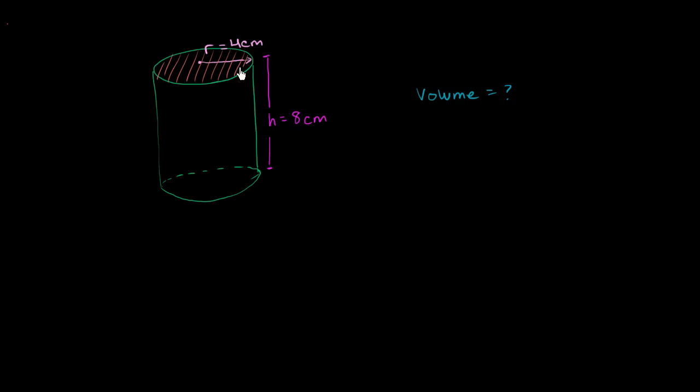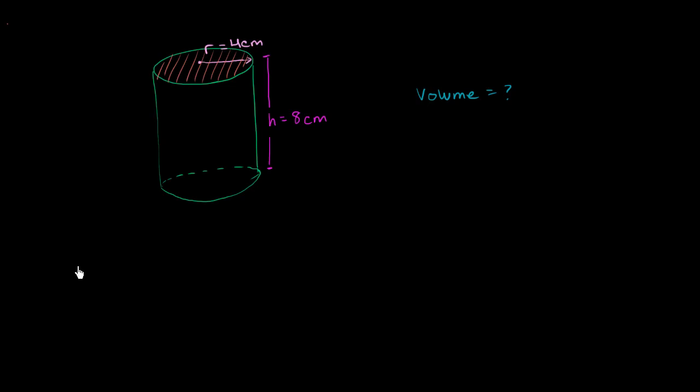This will tell us essentially how many square centimeters fit in this top. And then if we multiply that by how many centimeters we go down, then that will give us the number of cubic centimeters in this cylinder or soda can. So how do we figure out this area up here? Well, the area of the top, this is just finding the area of a circle.